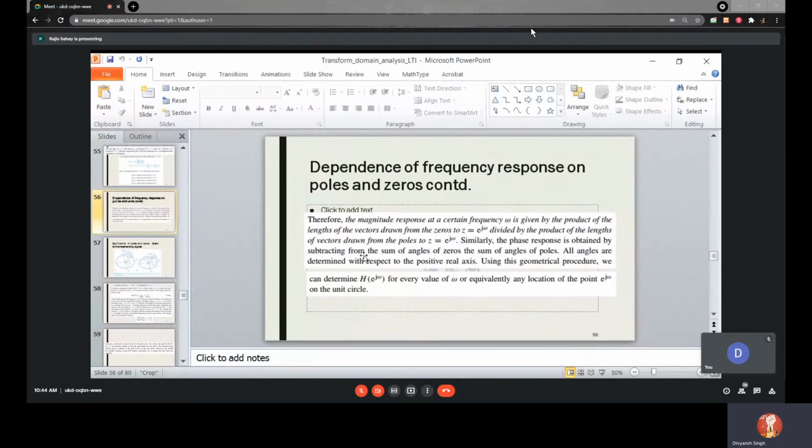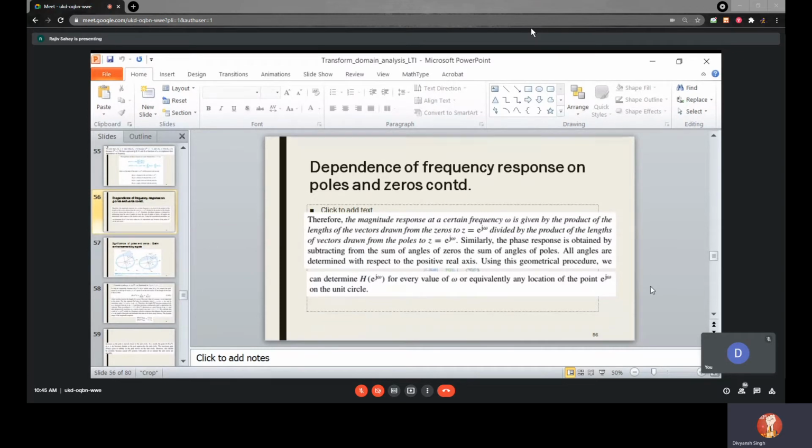Similarly, the phase response is obtained by subtracting from the sum of angles of zeros the sum of angles of poles. So the numerator contains the sum of angles of zeros and the denominator contains the sum of angles of poles, and you are subtracting that. All angles are determined with respect to the positive real axis. So using this geometrical procedure, we can determine H(e^j omega) for every value of omega, or equivalently any location of the point e to the power j omega on the unit circle.